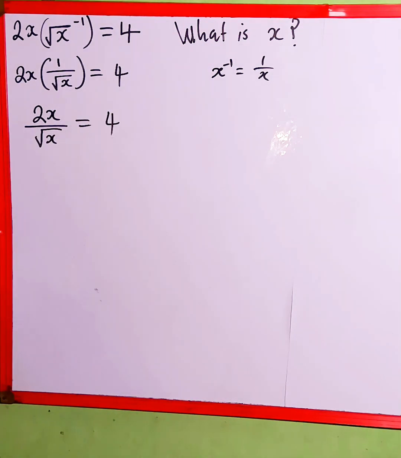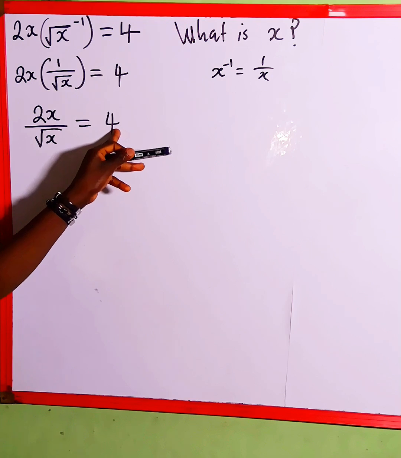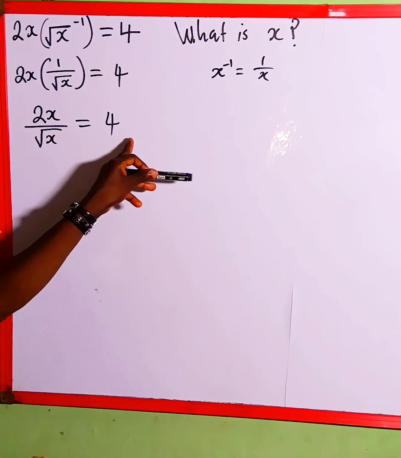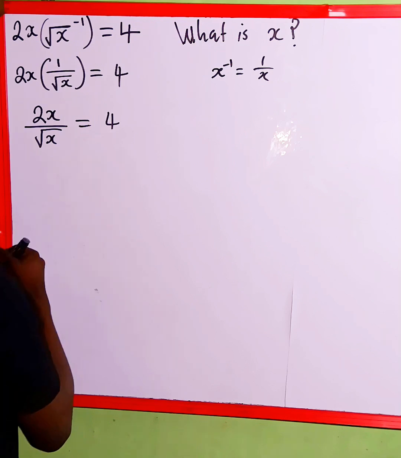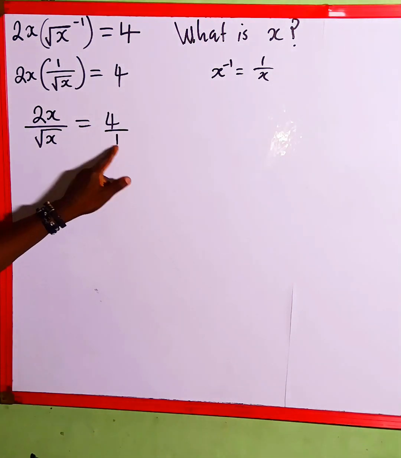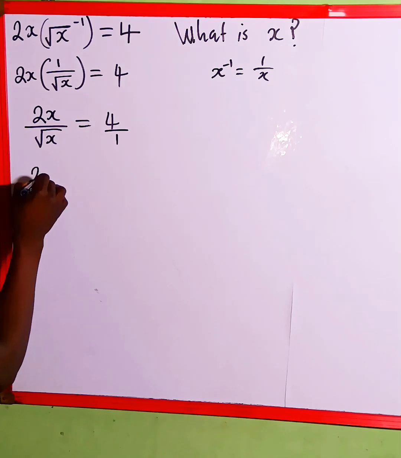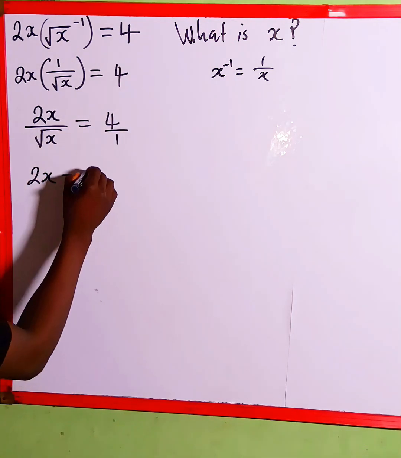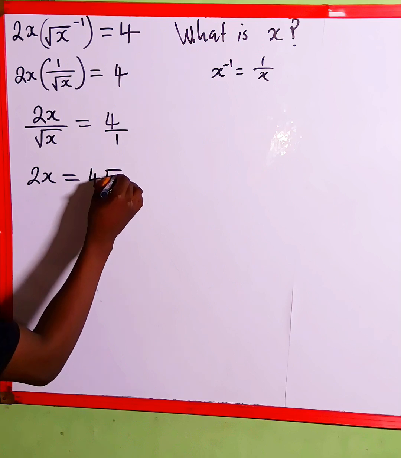which is equal to 4. Now the next step is to cross multiply. We can change this right hand side into fractional form for easy cross multiplication. So 4 is the same as 4 over 1. Now we're going to cross multiply. 1 multiplied by 2x is going to give us 2x, which is equal to 4 multiplied by square root of x, which is the same as 4 root x.